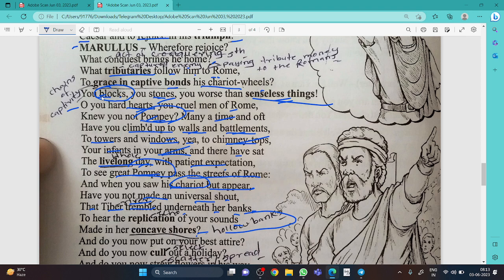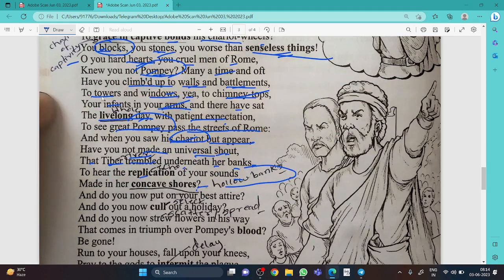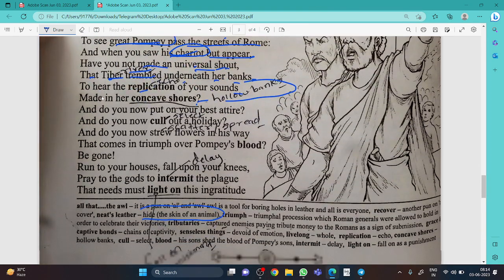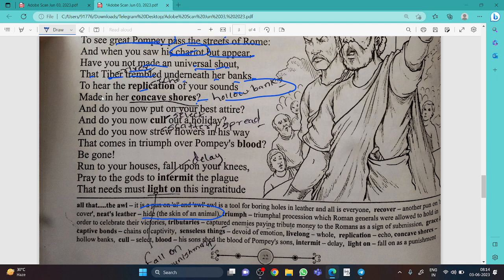What happens? Past the streets of Rome, the common people used to see his chariot, and when it appeared, they used to shout, taking the name of Pompey like that, and the Tiber river trembled underneath her banks to hear the replication of their sounds made in the hollow banks of the river. Actually, Marullus is trying to remind them that you common people of Rome once used to support Pompey, and now you are supporting Julius Caesar, means you are changing yourselves.